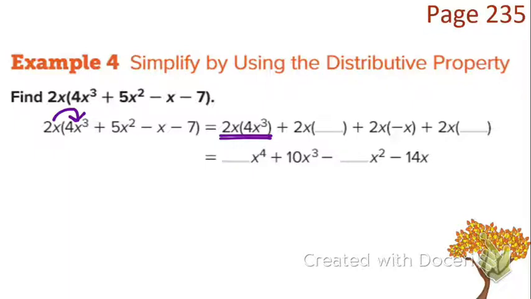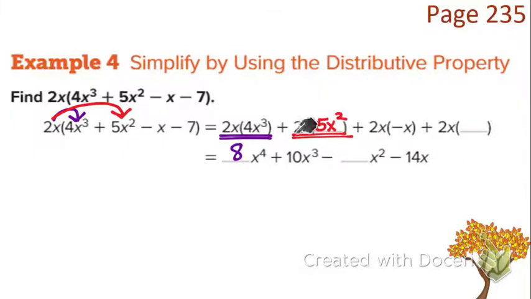So 2x times 4x cubed would be 8. So you're going to multiply the number. So 2 times 4 is 8. And then with your exponents, we're adding them. Would it be 8 to the 4th? So it would be 8x to the 4th. So go ahead and put an 8 right here. Now we're going to take that 2x and multiply it by 5x squared. So the second thing we're going to do is take 2x times 5x squared.